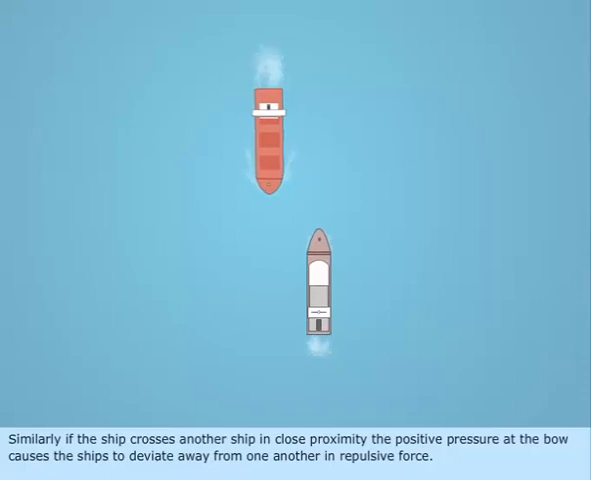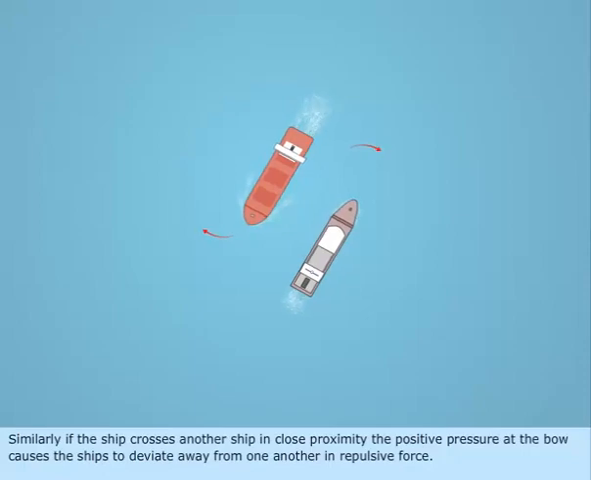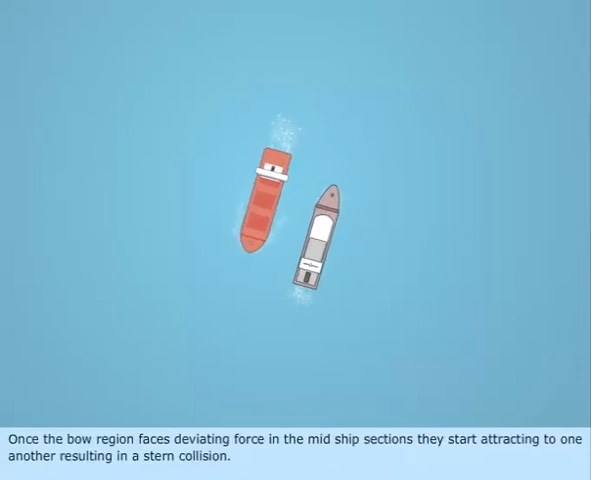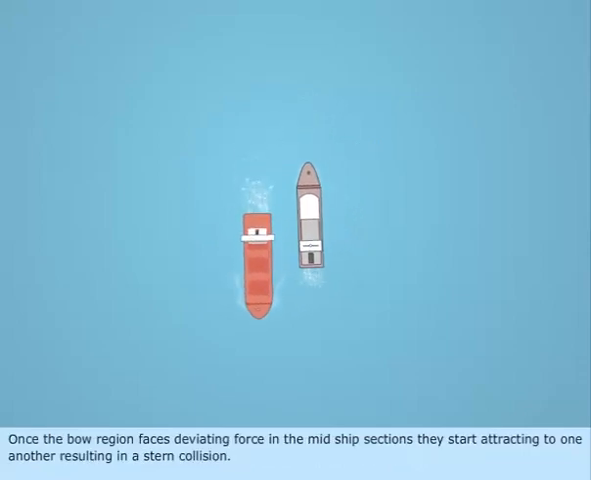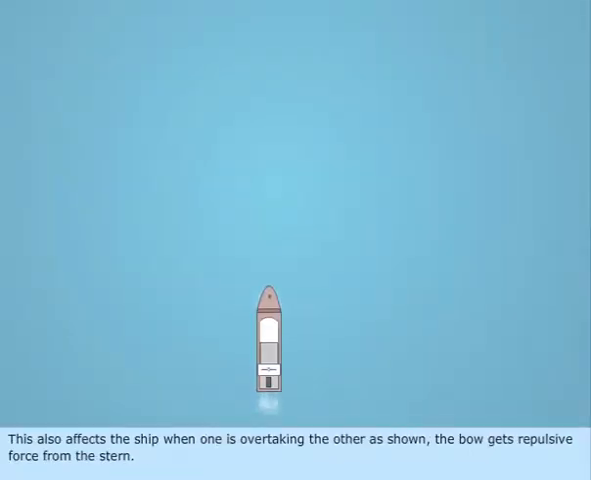Similarly, if the ship crosses another ship in close proximity, the positive pressure at the bow causes the ships to deviate away from one another in repulsive force. Once the bow region faces deviating force, in the midship sections they start attracting to one another, resulting in a stern collision. This also affects the ship when one is overtaking the other as shown.